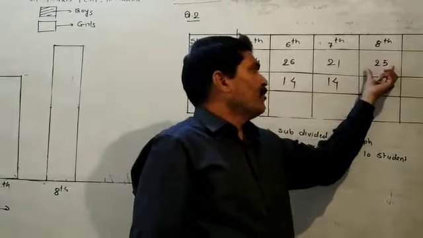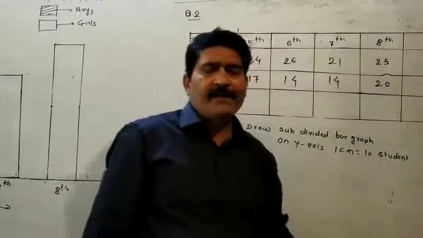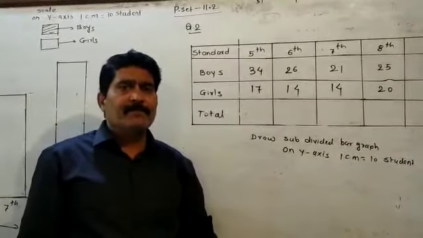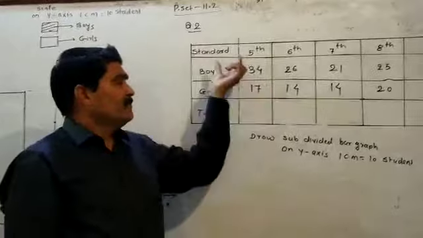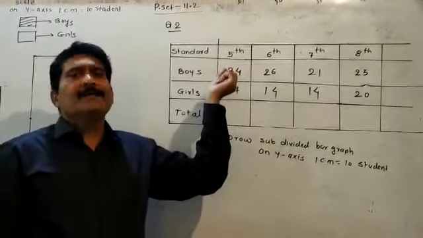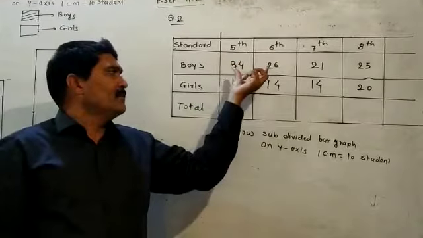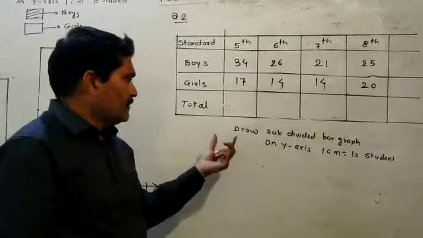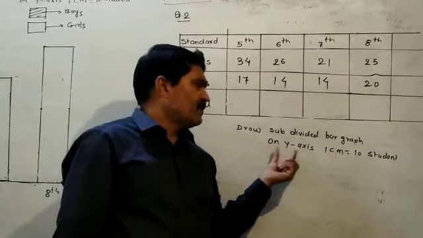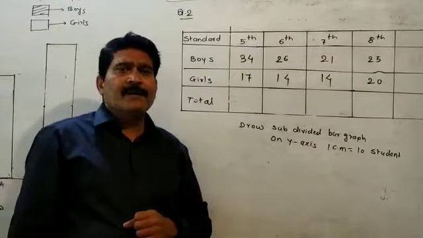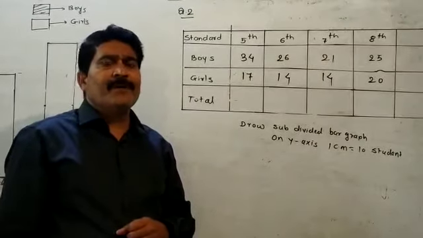In the 8th standard, the number of boys is 25 and the number of girls is 20, and according to that you have to draw the subdivided bar graph. Means the number of girls and boys from 5th to 8th standard in that school is given. The scale is given: on the y-axis you have to take 1 centimeter equal to 10 students, and according to that you have to draw the subdivided bar graph.